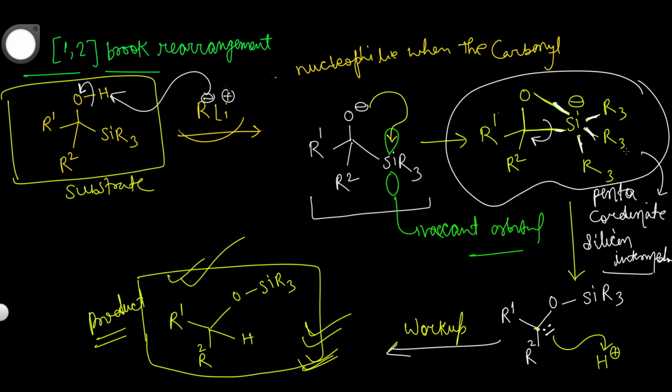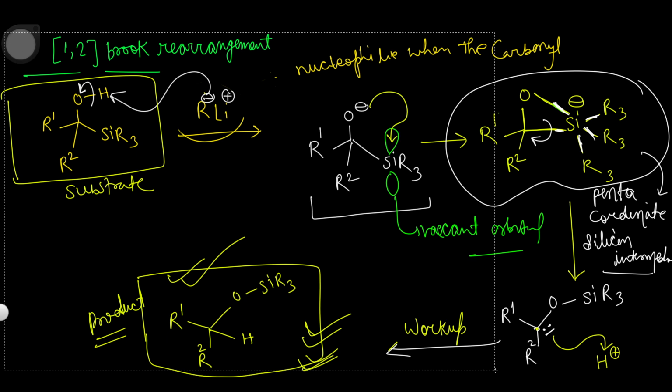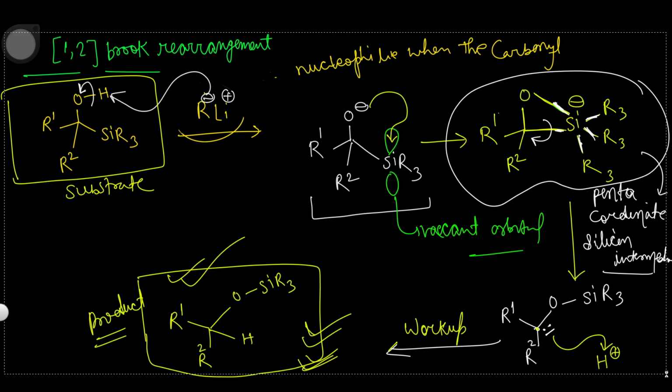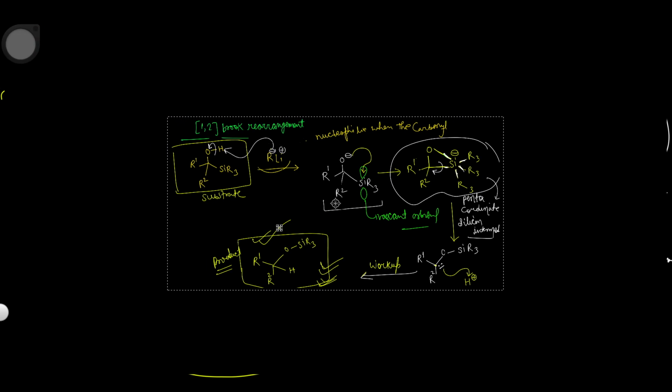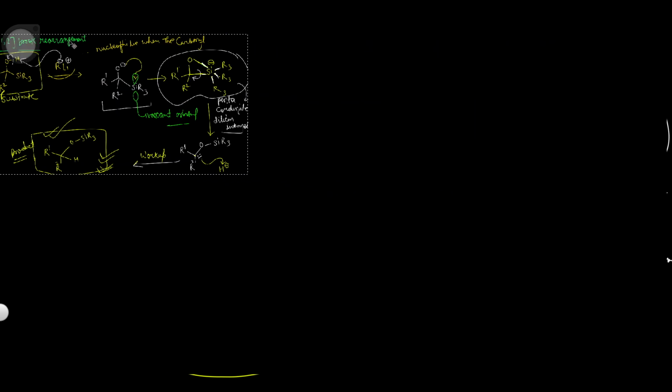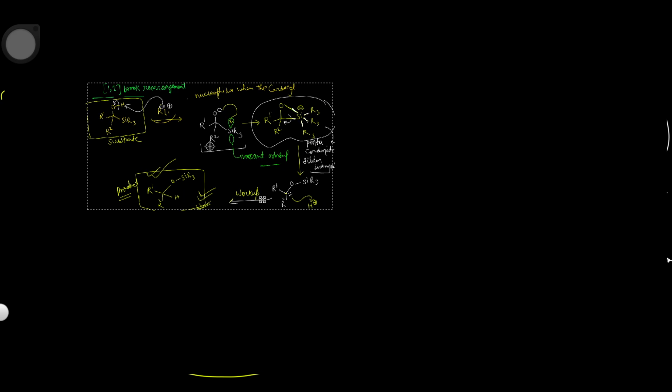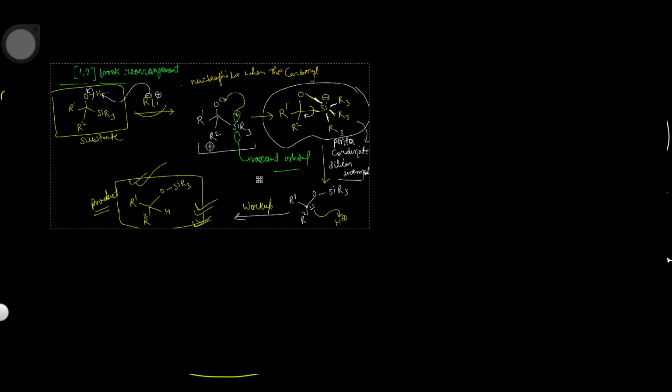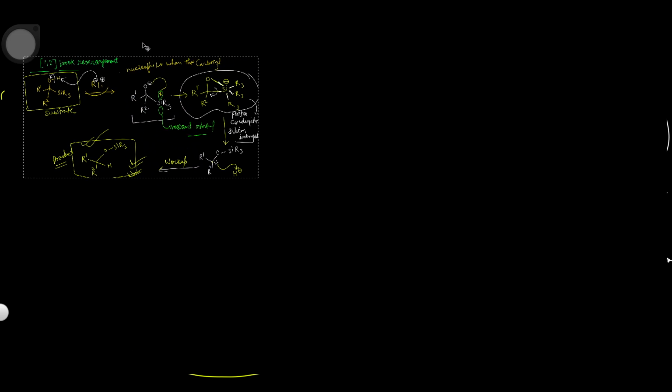Now I will show you the second example. That example is 1,3 Brook rearrangement. Okay. So, and then I will tell you what is the difference between the 1,2 and 1,3. Right. So now let's start. Let me select all this. Okay, fine. Just make a small and keep aside. Okay, fine. Yes.